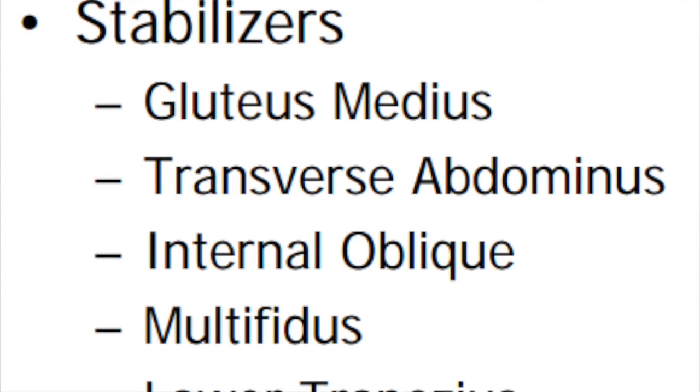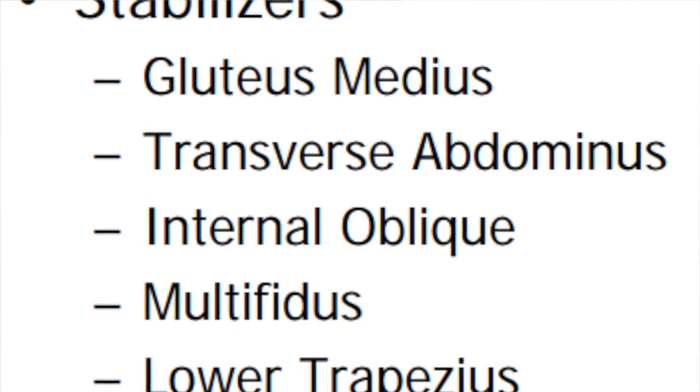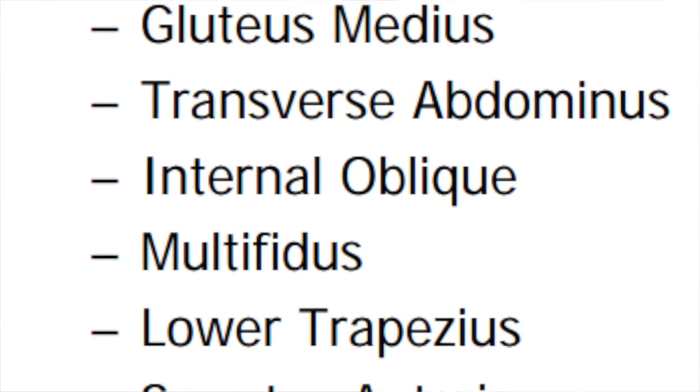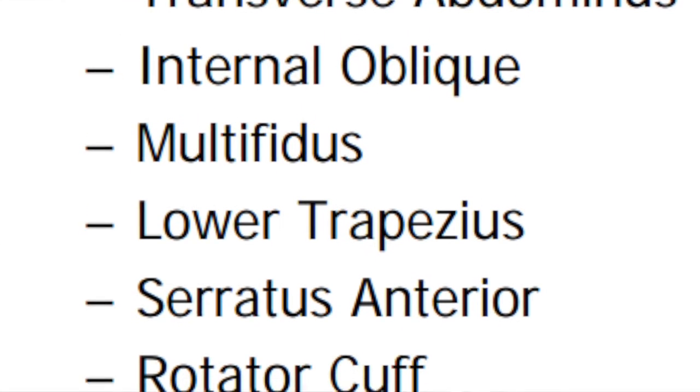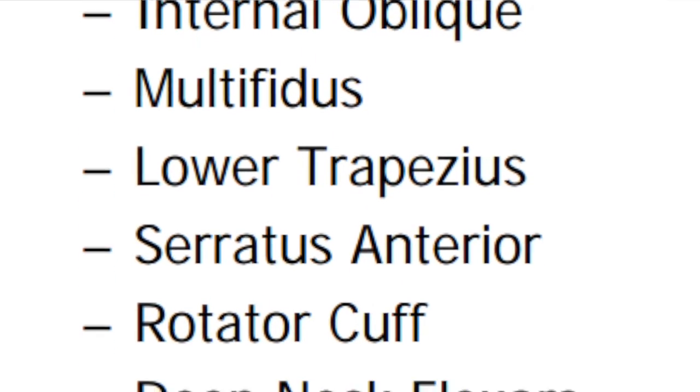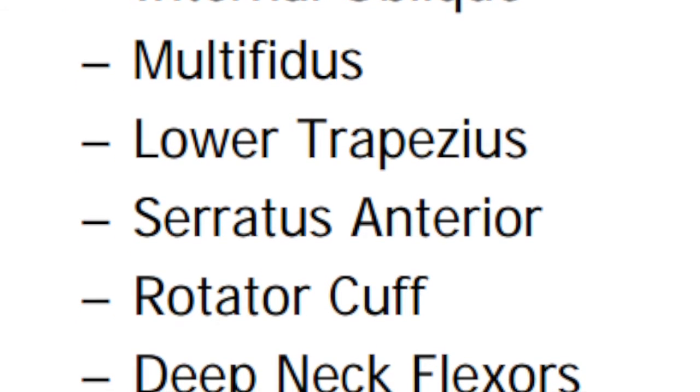Stabilizer muscles are more prone to underactivity and weakness. So examples of muscles in the stabilization muscular system are the gluteus medius, so that outer glute muscle, the rotator cuff, the internal obliques, and the transverse abdominis. Those are just a few examples.